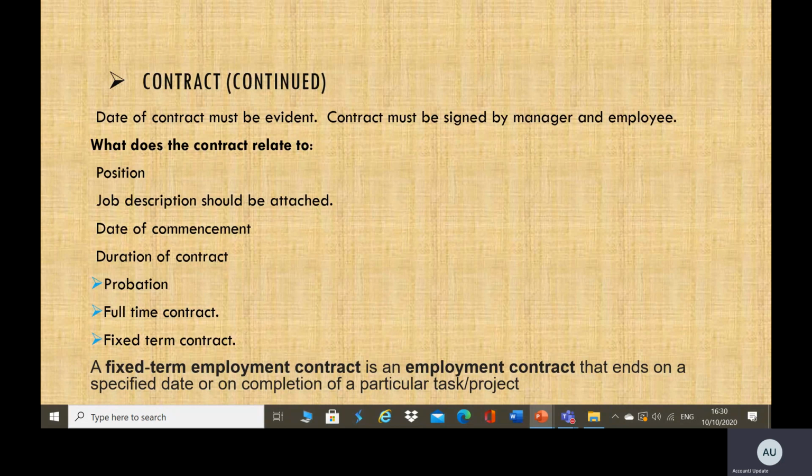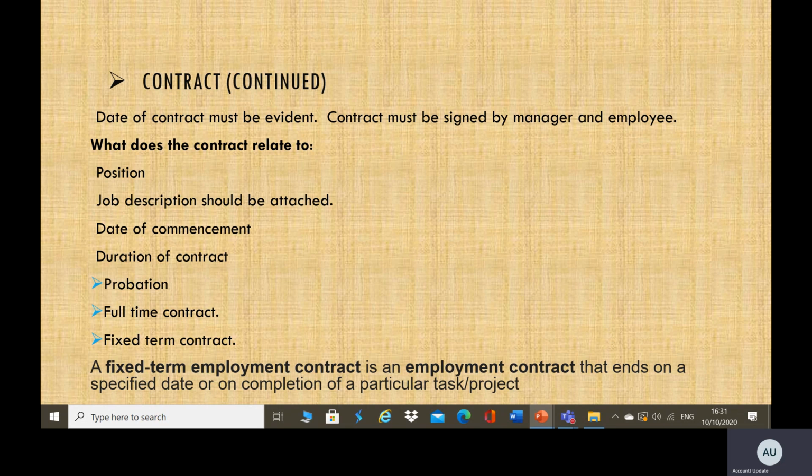the date of commencement would be the day you first start. The duration of the contract, they can be on probation, which means the contract drawn up is only for a period of time while someone is on probation. If they're not kept on after probation, that's the end of the contract. If they are being retained, a new contract has to be drawn up.